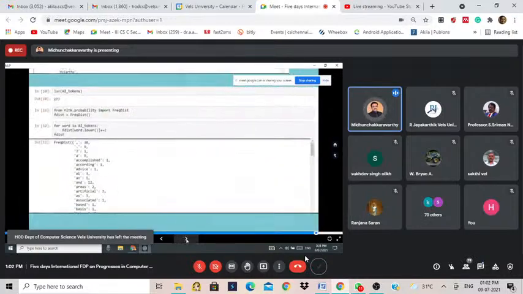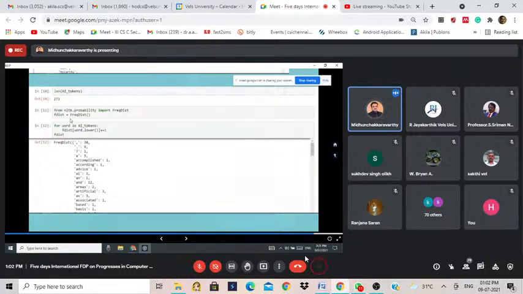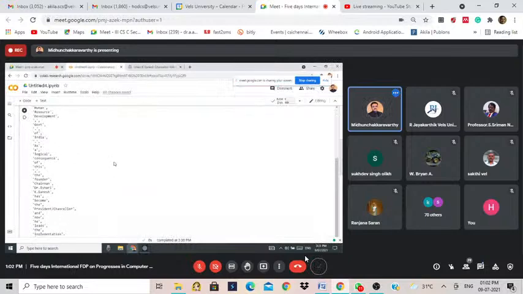So now let's move to the next one. Here they are checking some probabilities. They are checking the length of the tokens and the probability. What I did in the previous exercise, I used to show this exercise. So let me show you this as well.